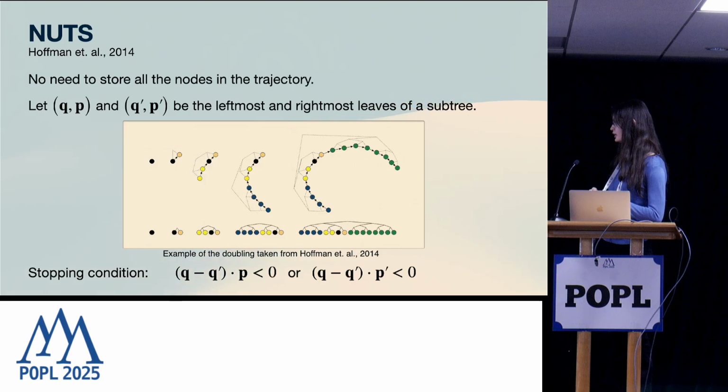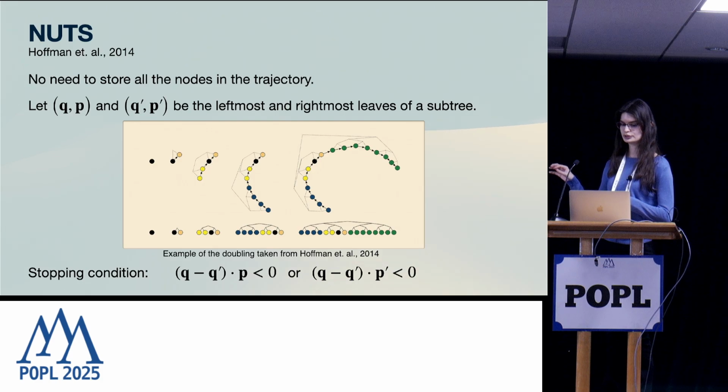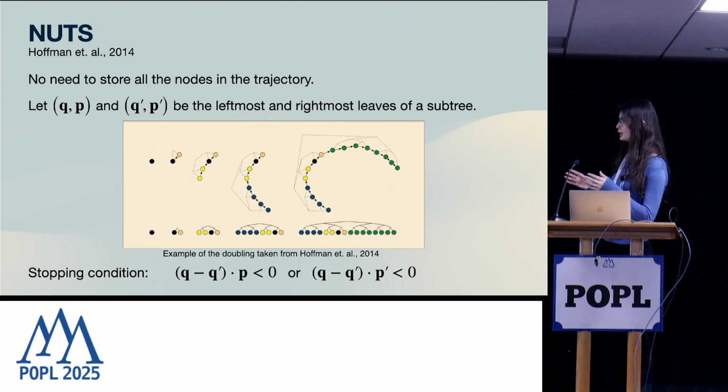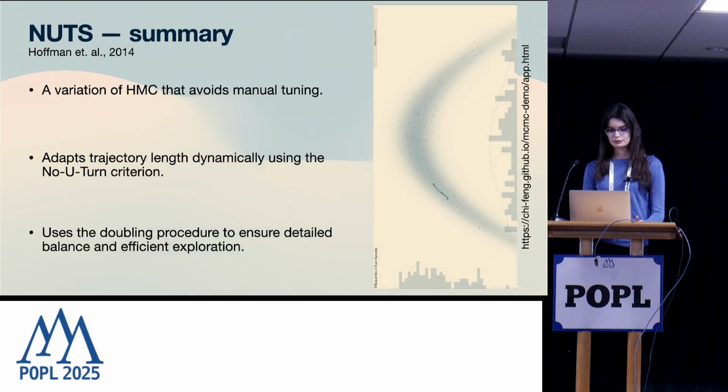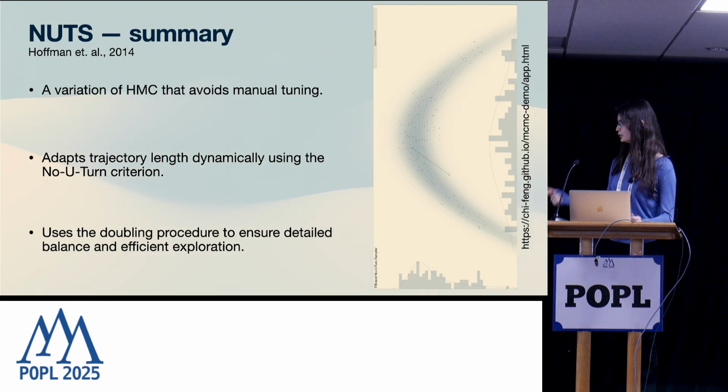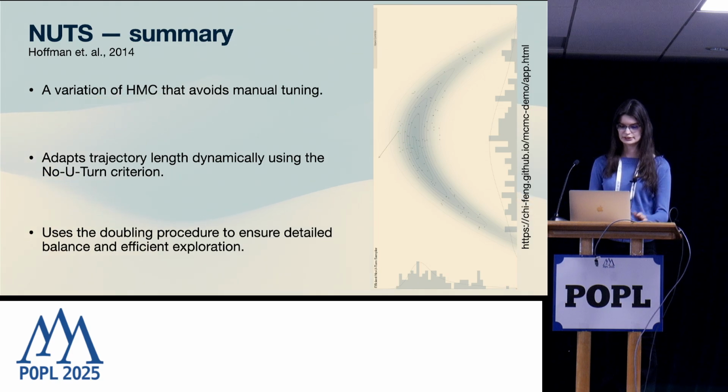NUTS is very clever about how the construction of the tree is made, and not all the nodes need to be stored at the same time. That means that we also don't compare every pair of states in the trajectory to see if they made a U-turn. Only the leftmost and rightmost leaves of the tree are compared. So we saw that NUTS is a performance variation of HMC, which avoids manual tuning by setting the number of steps dynamically, that is, using the doubling procedure and the no U-turn criterion. Moreover, this is done efficiently while recursively constructing the tree which contains the explored states.